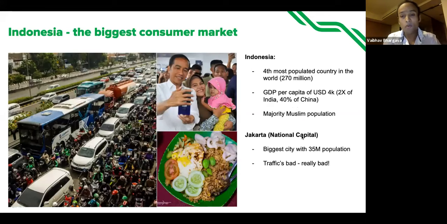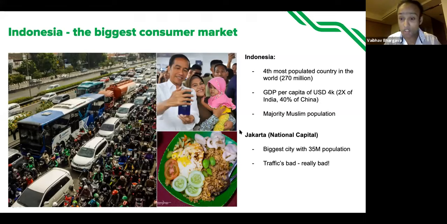So it's very important when we talk about Southeast Asia to know this particular market, which is Indonesia. It's the biggest consumer market in the region. Indonesia is the fourth most populated country. Its GDP per capita is somewhere between that of India and China: twice that of India, which is another developing country, and about 40% that of China. It has a majority Muslim population. The man you see on the screen is actually the president of Indonesia.